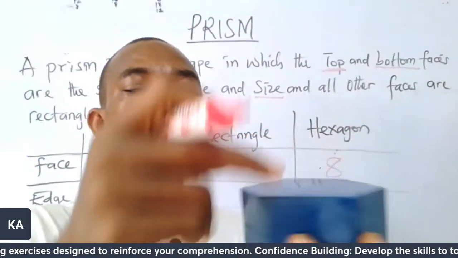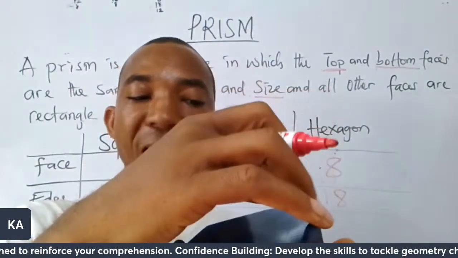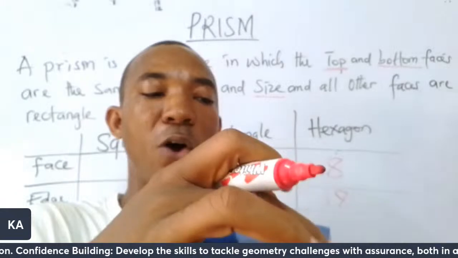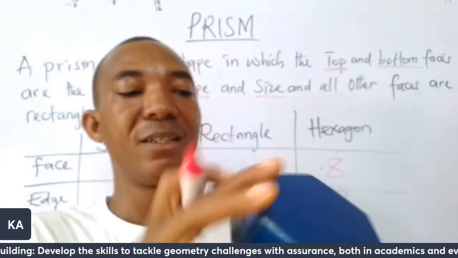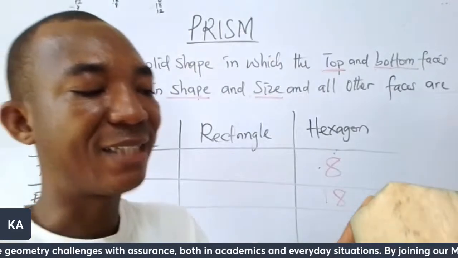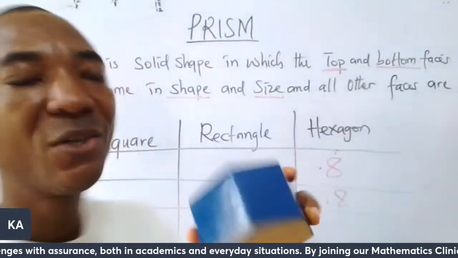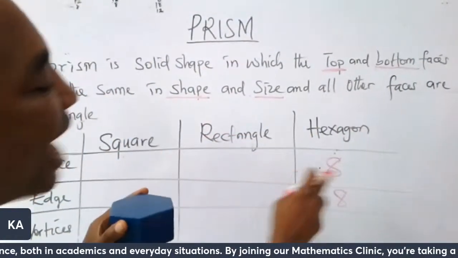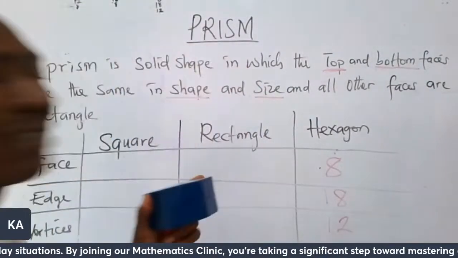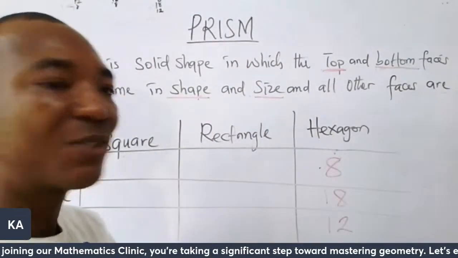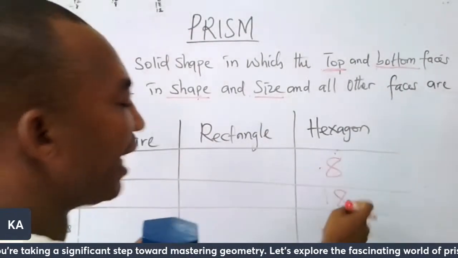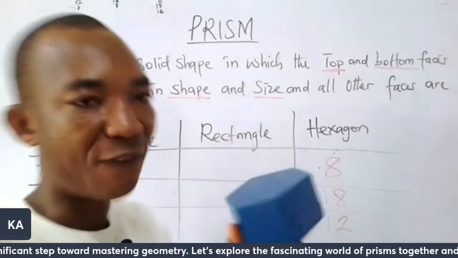1, 2, 3, 4, 5. Can we count again? 1, 2, 3, 4, 5, 6, 7, 8, 9, 10, 11, 12. So that means a hexagon prism has 12 vertices. So a hexagon prism has 8 faces, 18 edges, and 12 vertices.